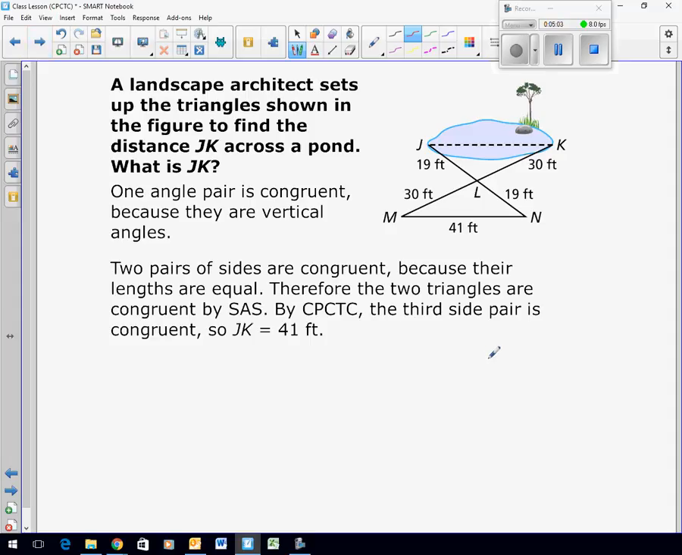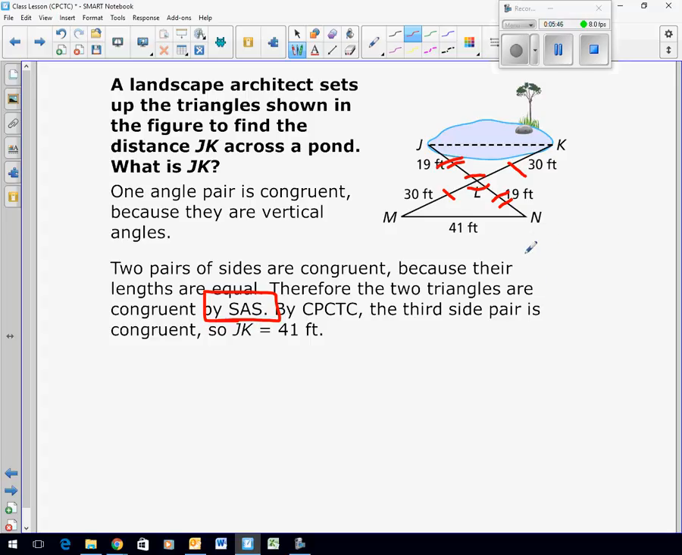Let's go through this one. Same rationale. KL is congruent to LM, right? There's sides. JL is congruent to NL. There's another pair of sides. What do I know about these two angles? They are vertical angles, and vertical angles are congruent. Are two triangles congruent here? Because of what? Side angle side, right? Once I get side angle side, that means I get congruent triangles.